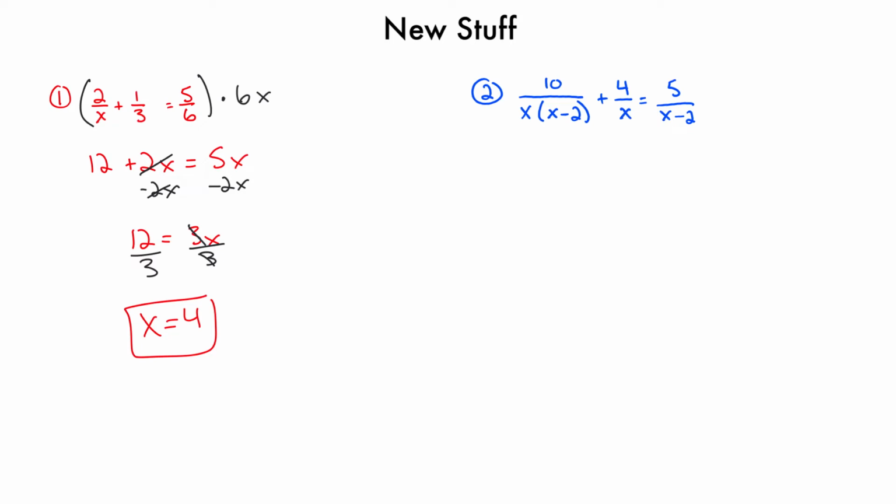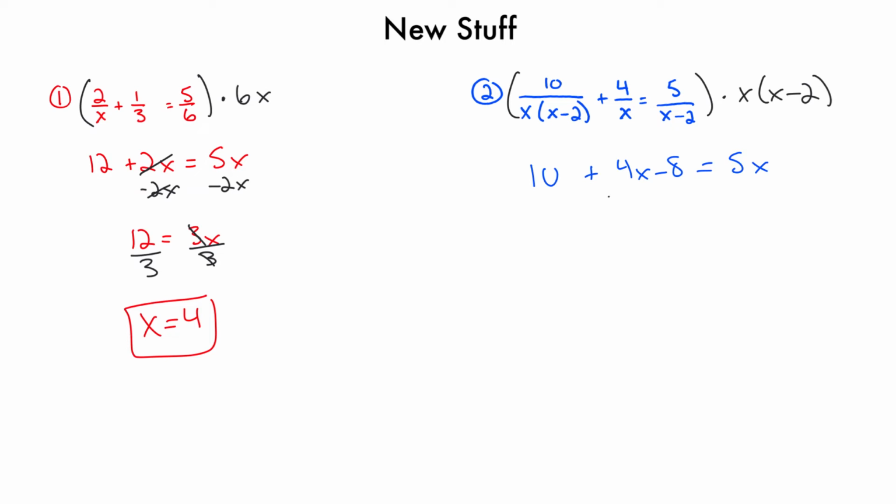Problem number 2. Same thing. I'm going to multiply everything by the common denominator. The common denominator here is x times x minus 2. When you distribute that, the first term just becomes 10. The second term becomes 4 times the x minus 2, which is 4x minus 8. And then when I multiply the 5 over x minus 2 by that common denominator, the x minus 2's cancel, so you just get 5 times x, which is 5x.